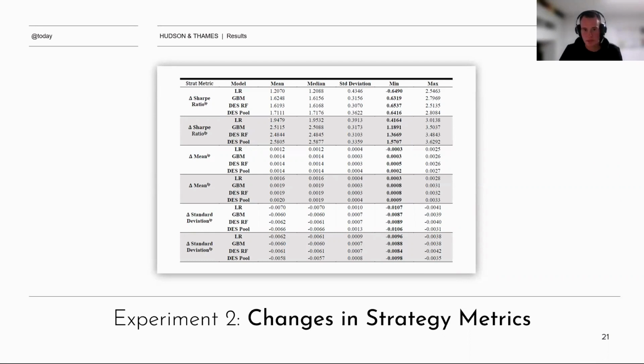So in addition, we can see that the delta Sharpe ratio FP is always positive for the ensembles, indicating that even losing strategies become profitable once modeling for false positives is included. So that also applies for the logistic regression.